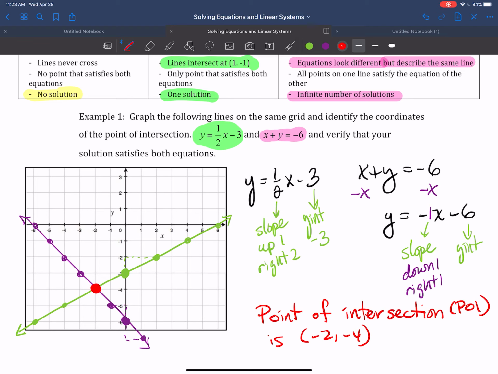So it's the POI. And that's my son screaming his head off.